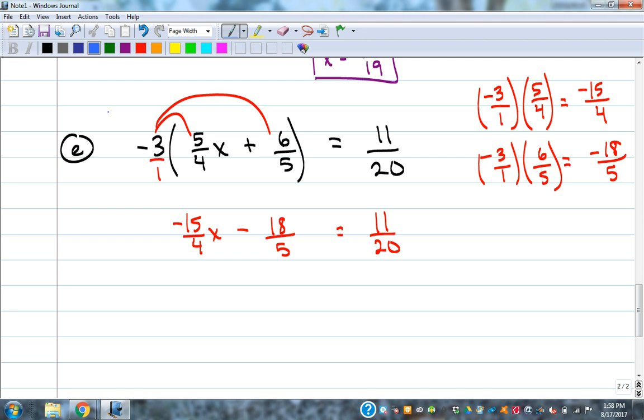Because I'm doing what next? Okay, you said common denominator, but I got to do something to get rid of it. So I got to add the 18 over 5 because it's a negative. To get rid of it, I'm going to add it. What would the common denominator for that one be? 20. 5 goes in 20 how many times? 4 times, right?